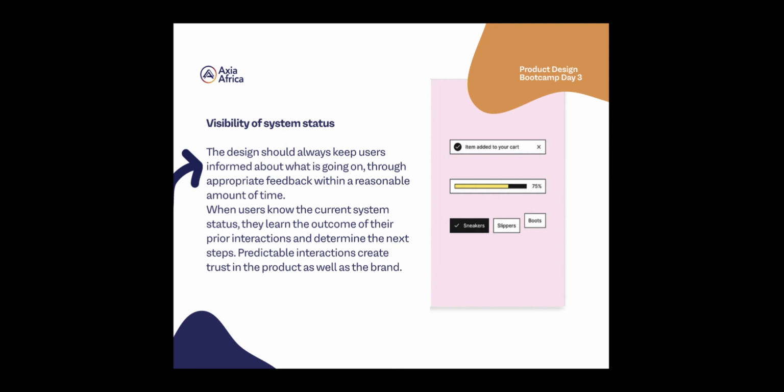Visibility of system status. Your design must always keep users informed about what is going on through appropriate feedback within a reasonable amount of time. When users know the current system status, they learn the outcome of their prior interactions and determine the next steps. Predictable interactions create trust in the product as well as the brand. Now, look at this for example. Once you have added something to cart, imagine you added something to cart.